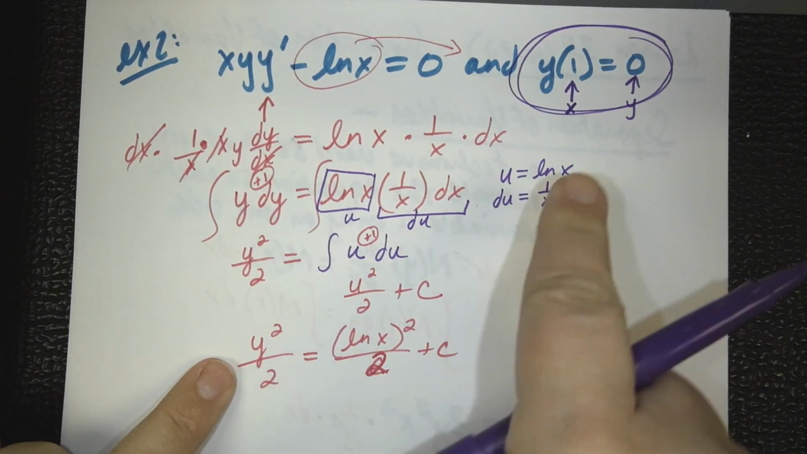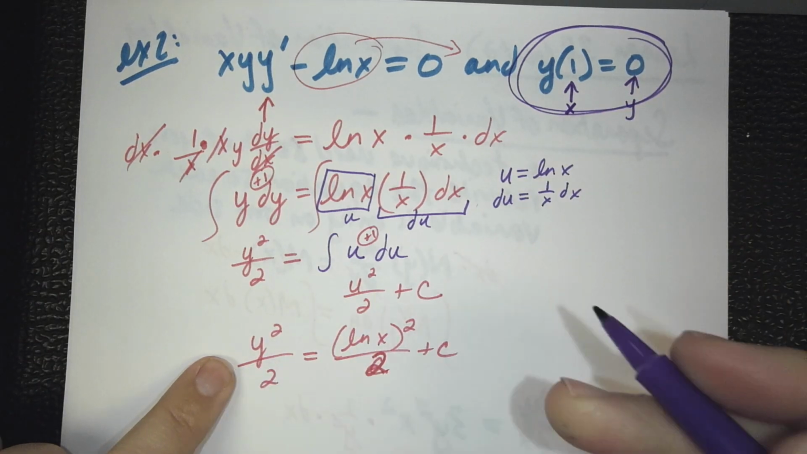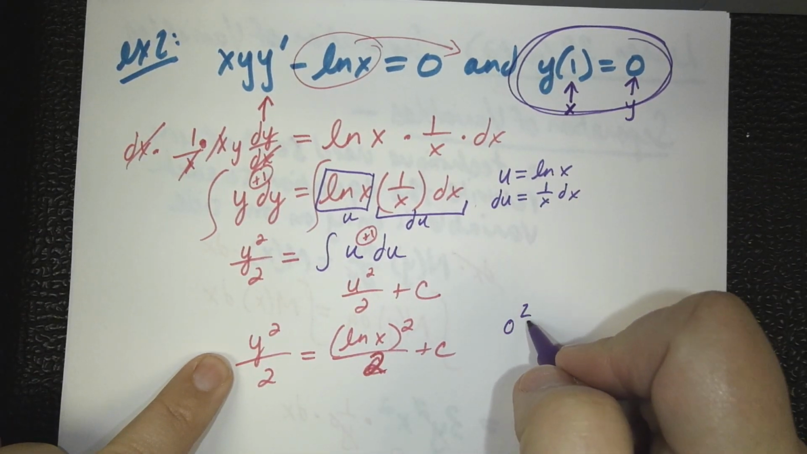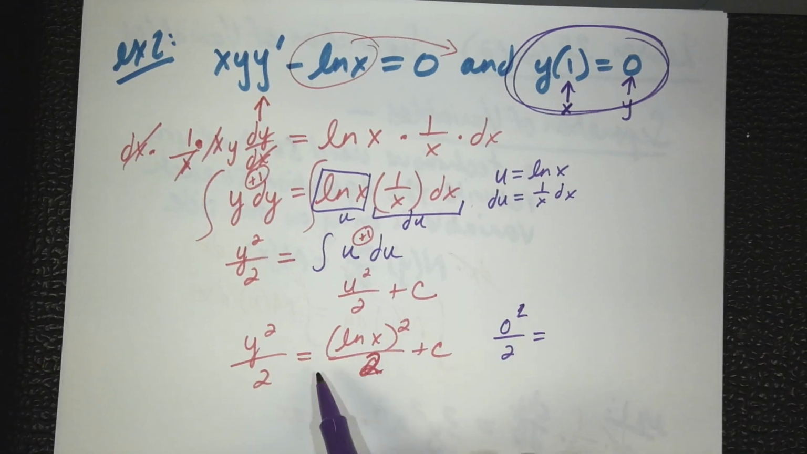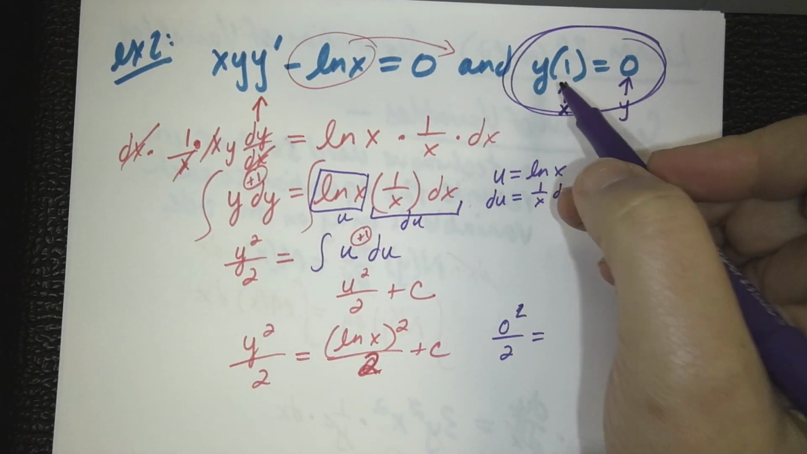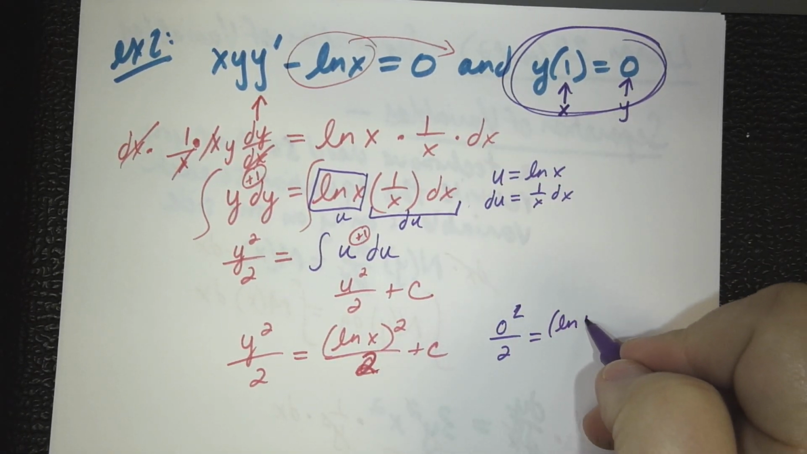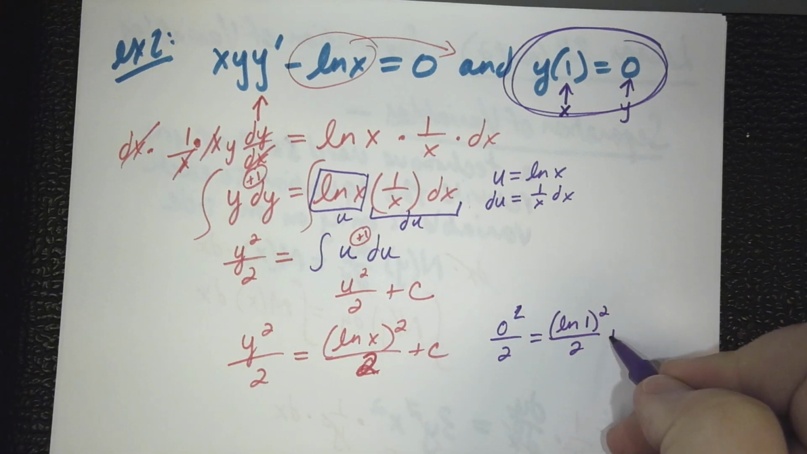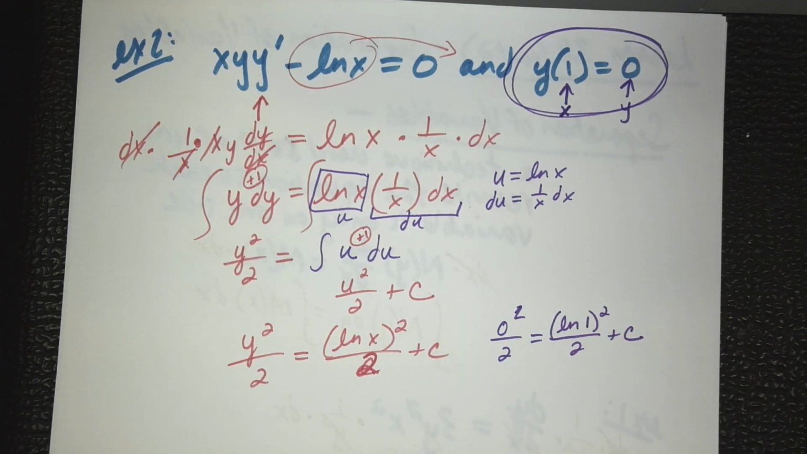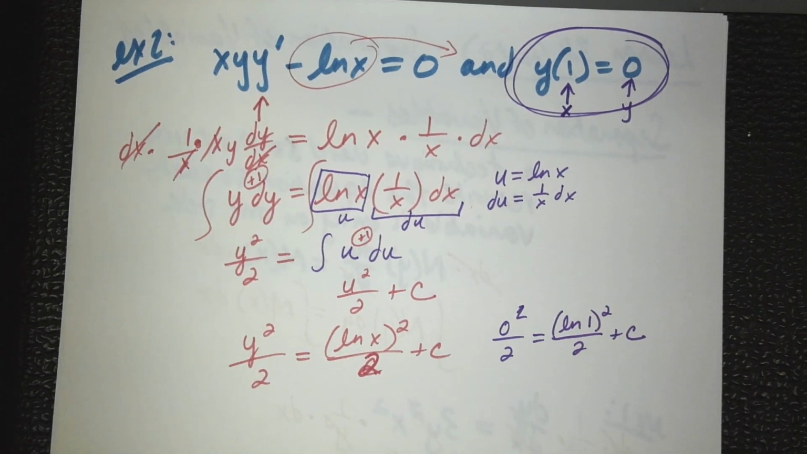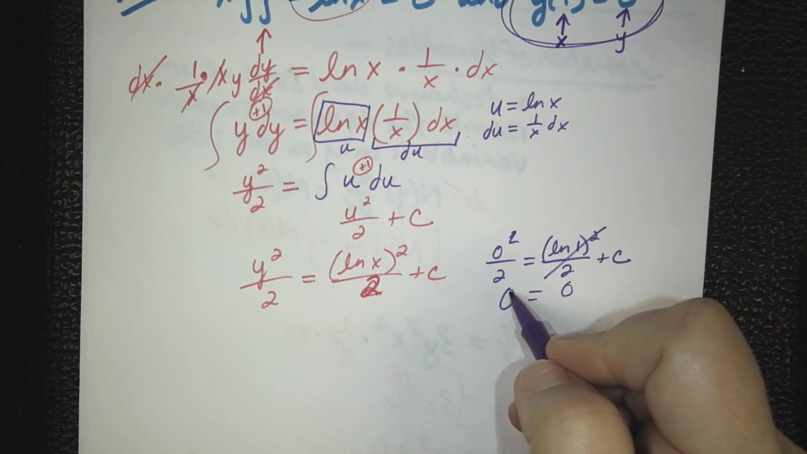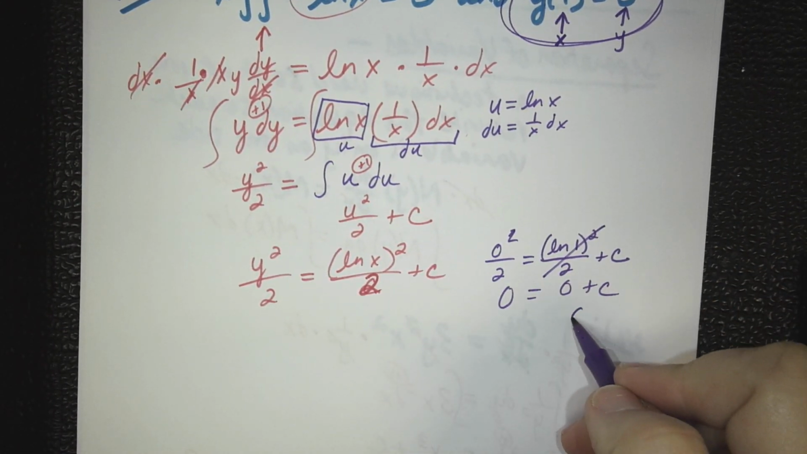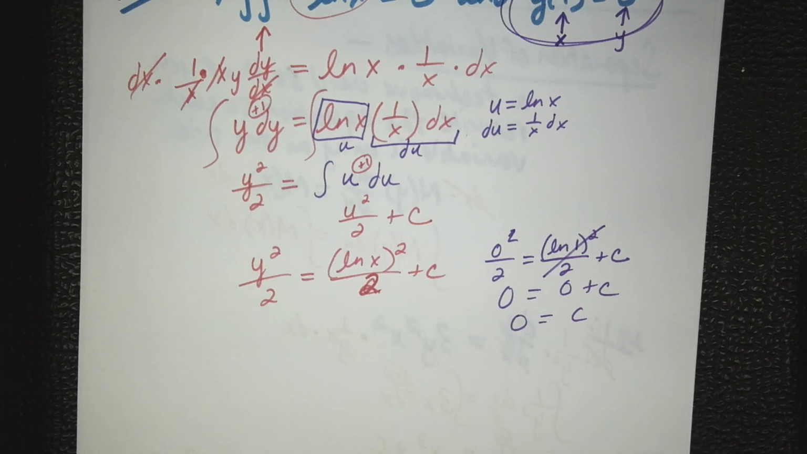So I'm going to replace y with 0 squared over 2, which is just 0, just so you know. And I'm going to replace x with 1, ln of 1 squared over 2 plus c. And now I can find c. Anybody remember what the ln of 1 is? It's 0, actually, yeah. So this is 0. This is 0. Guess what c equals? 0.